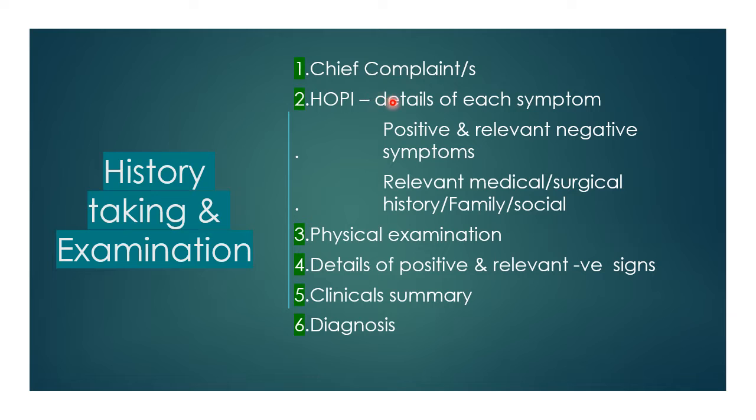Take the details of each symptom, positive and relative negative symptoms. Go to the relevant medical and surgical history, including family and social history. Then from there we come to the physical examination, a detailed examination: the general examination of the patient, followed by a local or specific examination of the patient.